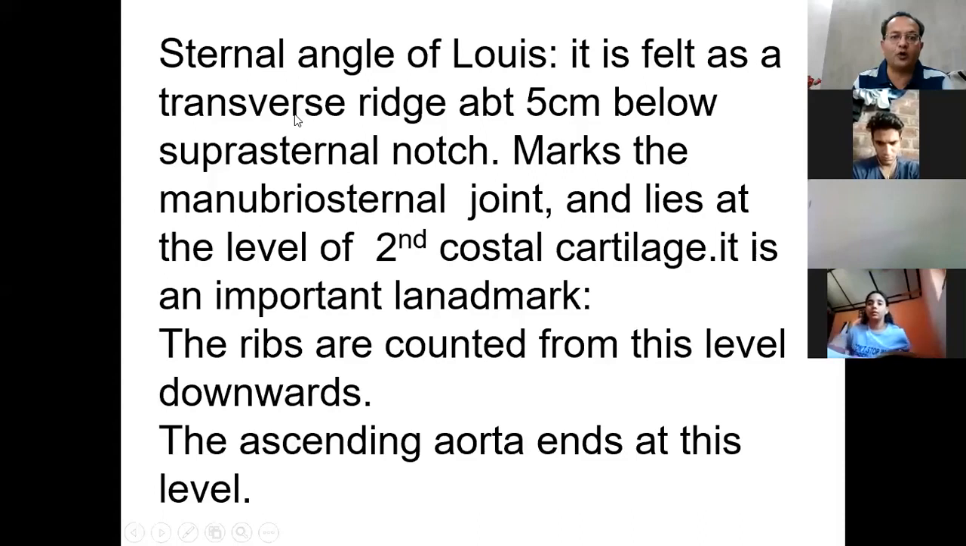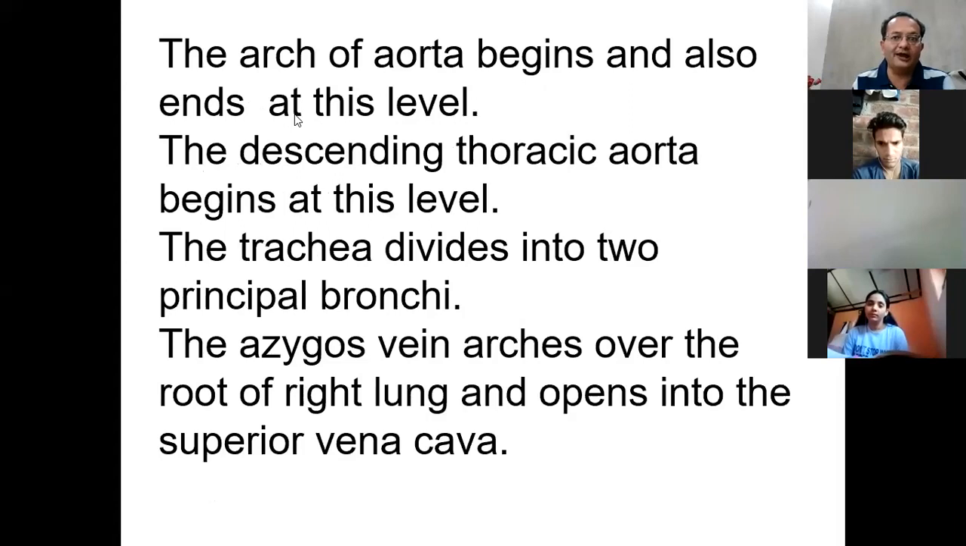It is a very important landmark because the ribs are counted from this level. Ribs are counted from which level? From the angle of Lewis. The ascending aorta ends at this level. The arch of aorta begins and also ends at this level.